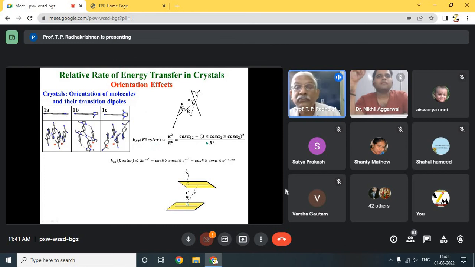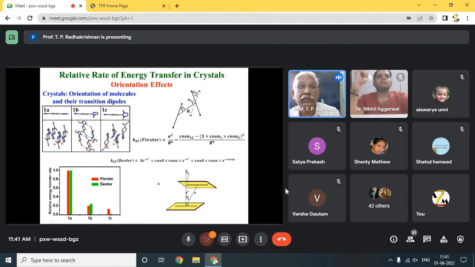Now you can quantify them by putting them all into these equations. You can model the Forster using a very simple model like this, looking at the dipole-dipole distance, orientation of the dipole with respect to each other and with respect to the center-to-center vector. Dexter, you can model by looking at the molecular planes, the dihedral angles between them, the slip between the molecules and so on, which are all experimental data. So we come up with a relative energy transfer rate.